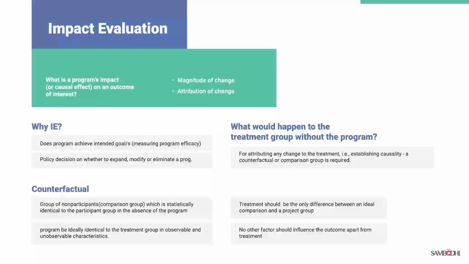Now let us understand what is meant by a counterfactual group. A counterfactual group can be understood as a group of non-participants, which is statistically identical to the participant group in the absence of the program. This enables the researcher to understand what would likely have happened to the members subject to the intervention had they not been exposed to it. The comparison group would ideally be identical to the treatment group in observable and unobservable characteristics, and the treatment should be the only difference between an ideal comparison group and a project group.